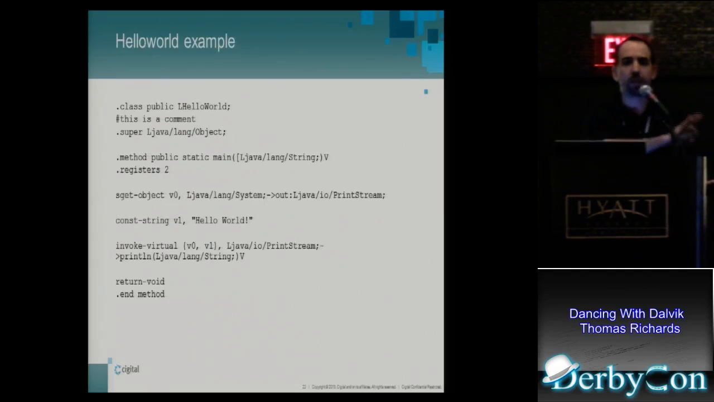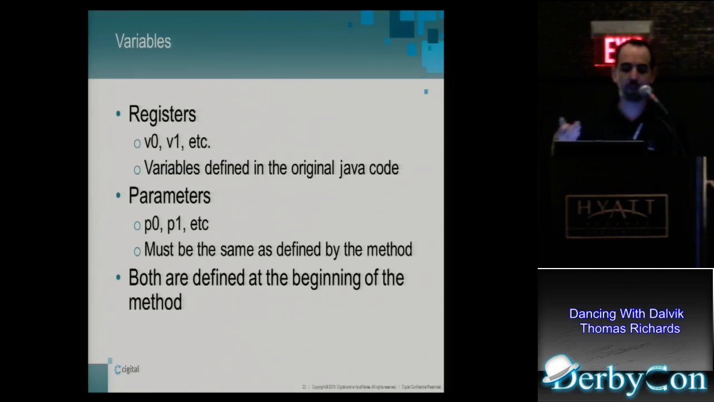This is a hello world example I took from the smali project page on Google Code. We're going to use this to step through and figure out what's going on here, what these different pieces do, and learn what each instruction is supposed to be doing. First thing is the variables. There are registers and parameters. And the registers are the variables defined within the code. So you'll see v0, v1, etc., all the way up in the code. Those will reference variables that are used by the application.